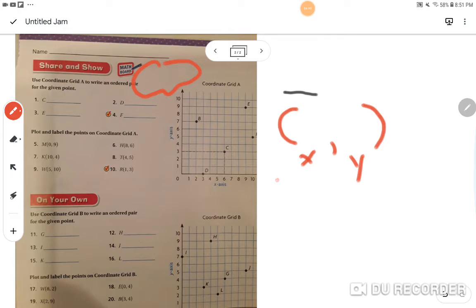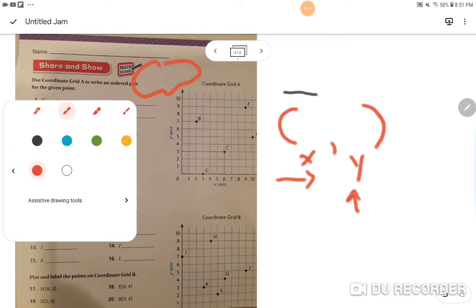X means how far you're going to go over, and y means how far you're going to go up and down. So it is important that you always go in that order, over and then up. Go ahead and say it. Over, then up. Correct.